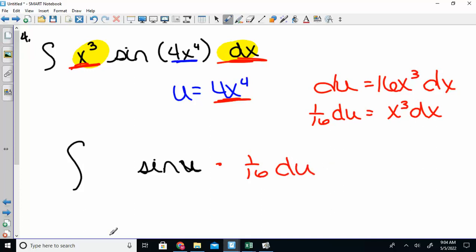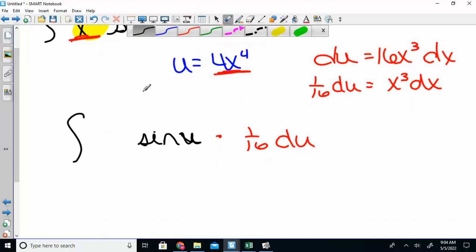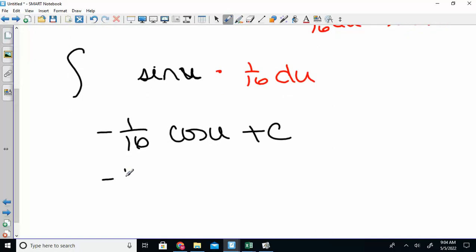Okay, you can write that in front. You can pull the 1 over 16 in front of the integral. It doesn't matter at all. So the antiderivative of sine is negative cosine. So we get a negative 1 over 16 cosine of u. Because we don't have limits, we put the plus c. And then at the very end, we need it to be in terms of what we started with. So it's 1 over 16 cosine. What is u?